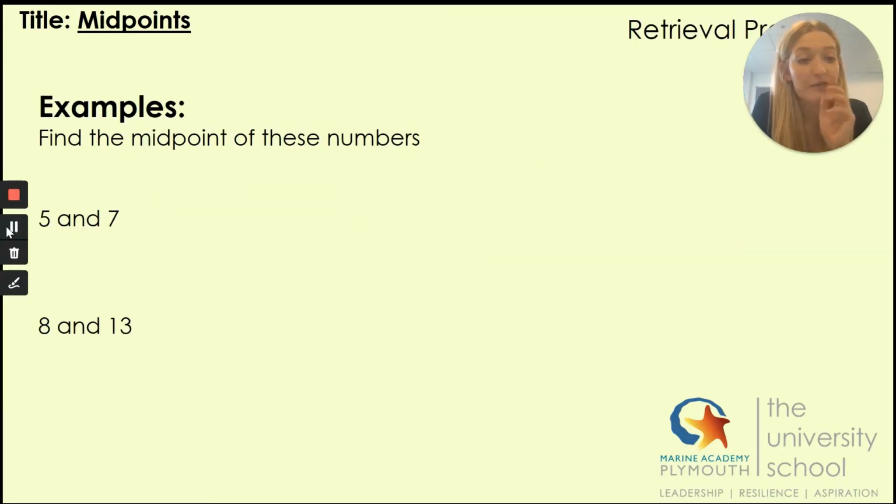Okay, so a quick bit of retrieval practice before we start today. We need to be able to find the midpoint, or the middle, of the numbers 5 and 7, and 8 and 13. And I'm just quickly going to pop over to the visualizer to show you how to do that before we have a go at some quick fire questions on that together.